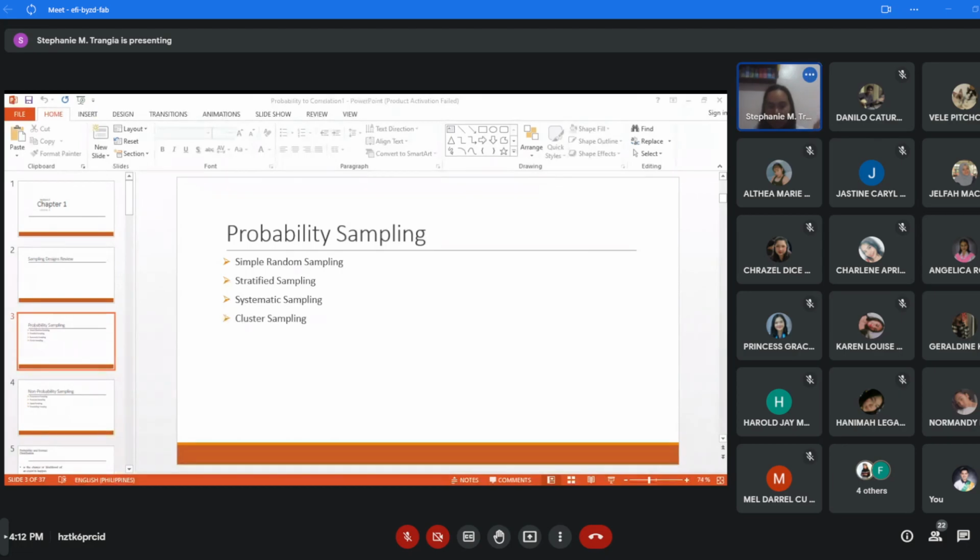So that's probability sampling. Number 3 is systematic sampling. From the word systematic, meaning it uses a system. Systematic sampling uses a sampling interval.